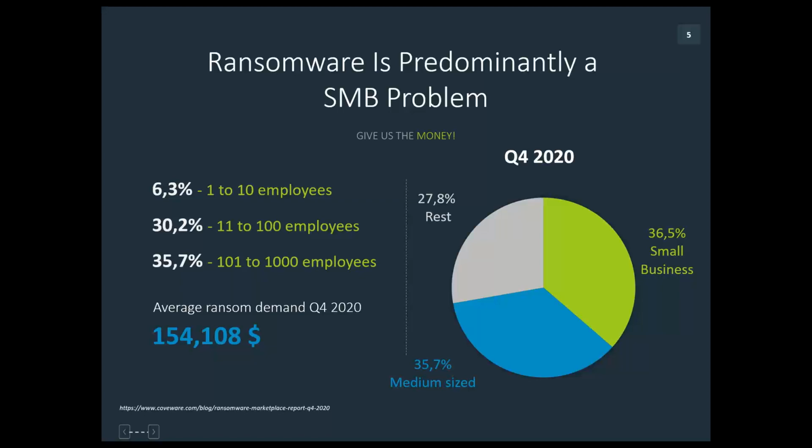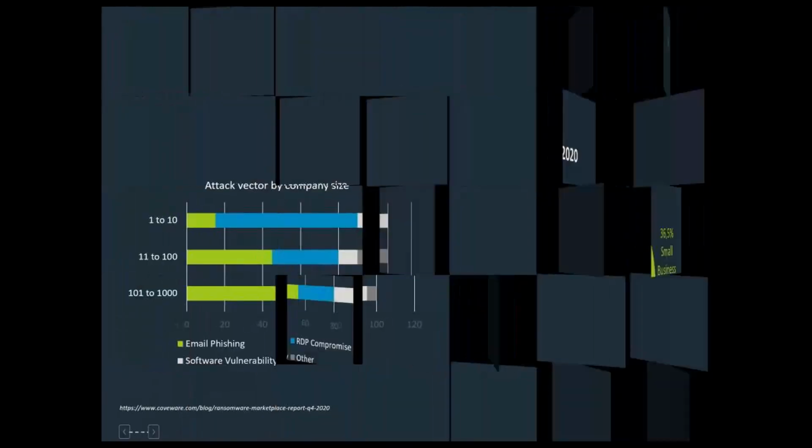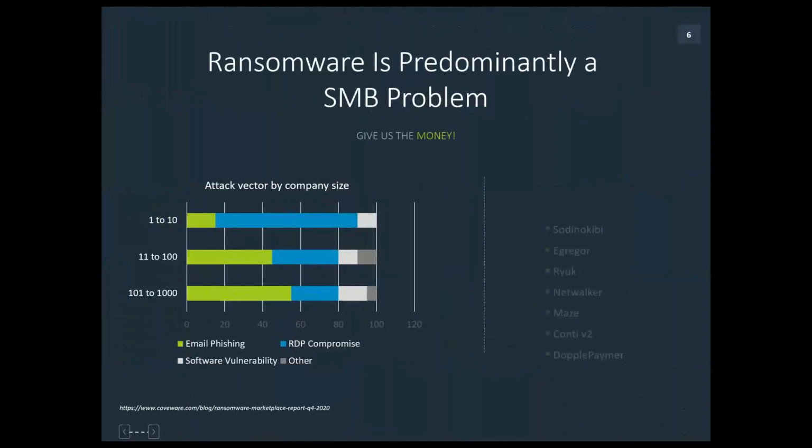But what is the blueprint? How do most of these attacks happen? The most common attack vectors for all these ransomware attacks are email phishing, RDP compromises, and software vulnerabilities. So it's not so surprising.